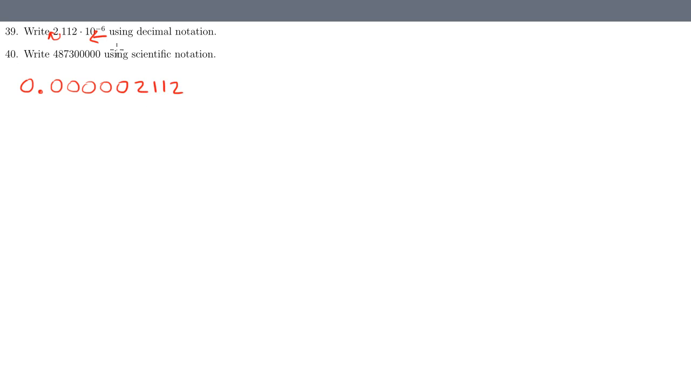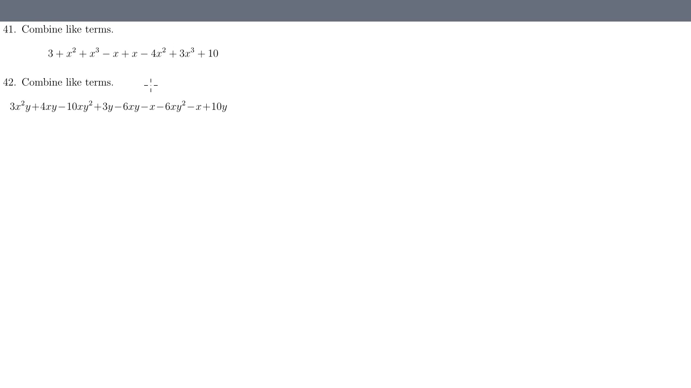40. Let's write using scientific notation. That's 3, 6, 8. So this is going to be 4.873 times 10 to the 8th, we said. Alright. Notice how I dropped off all of these zeros, but I kept every non-zero digit, and it's one number, decimal, then the rest of it. Always one number right here. Next set of exercises.